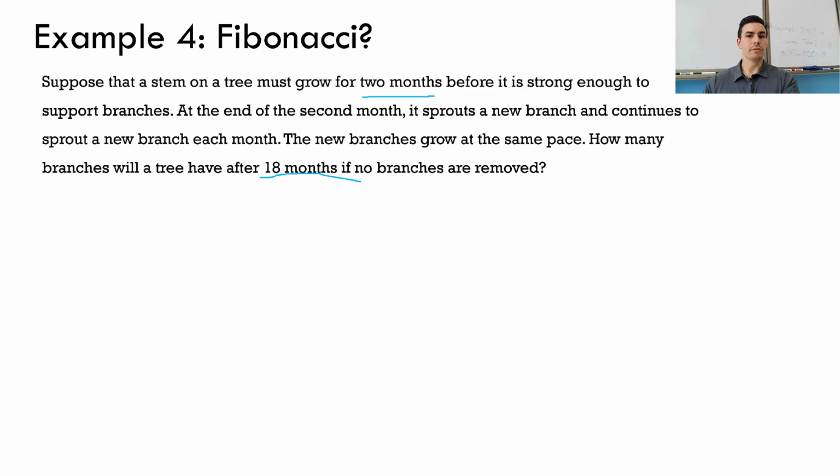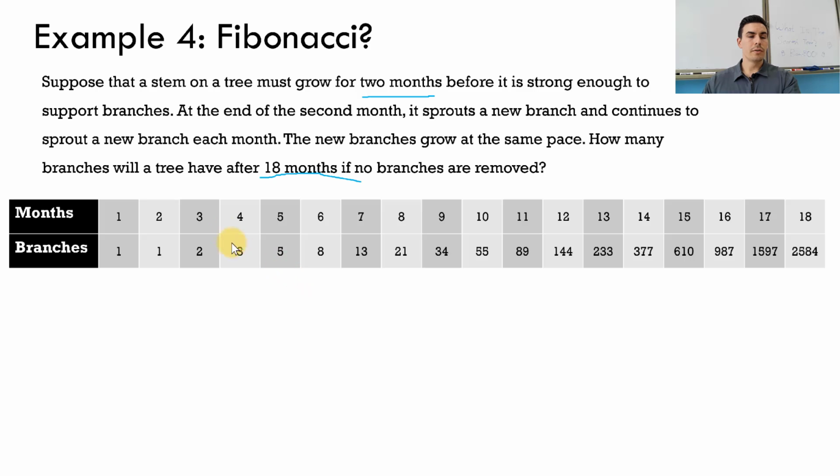If you are given a situation like this, the best thing you can do is go ahead and create a table, right? The first row I have here is the months, 1, 2, 3, 4, all the way up to 18. And now what do we have? At the 1st month, I have 1 branch. It's going to take 2 months for that one to be able to support the growth of another branch. After that 2 months, we see another branch come in, and then that branch needs to start growing. So we're only going to see 1 more branch come in on the 4th month.